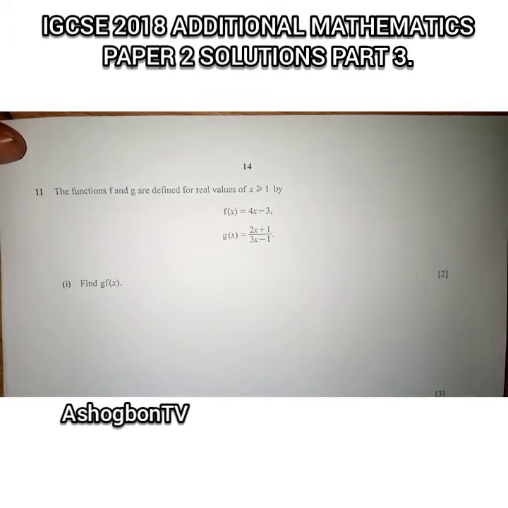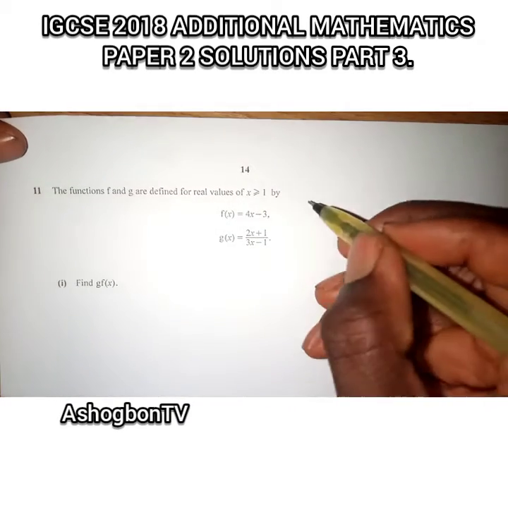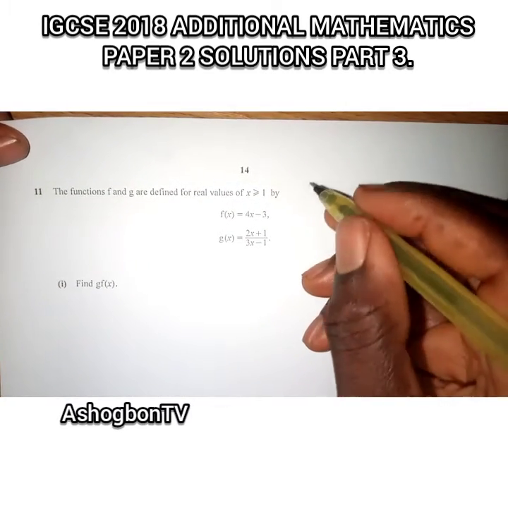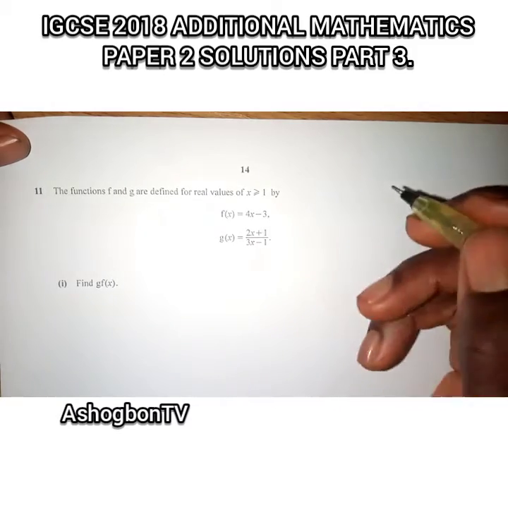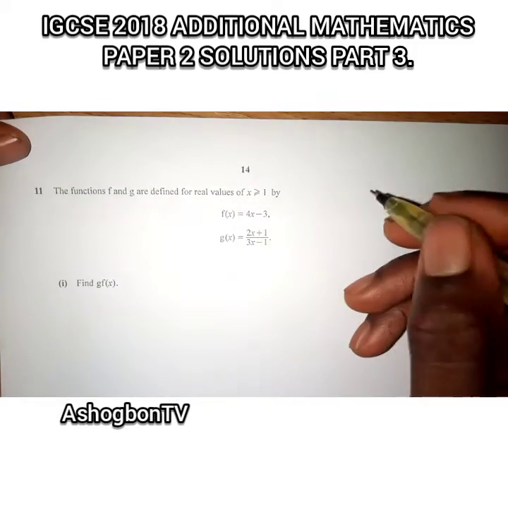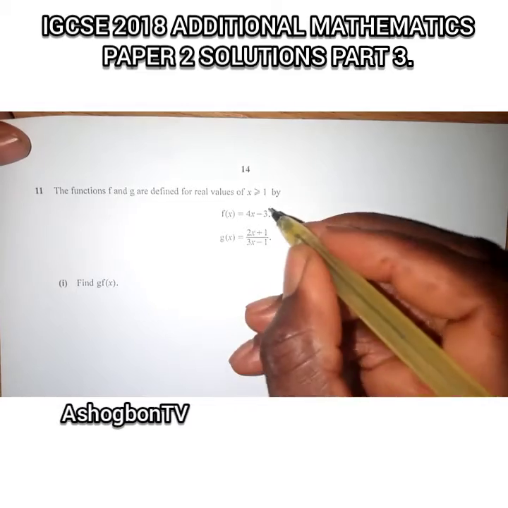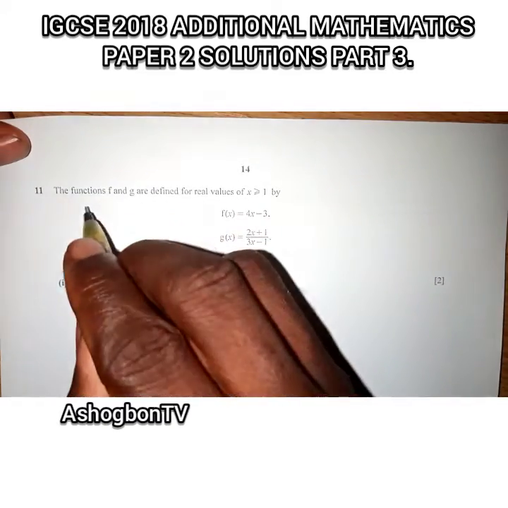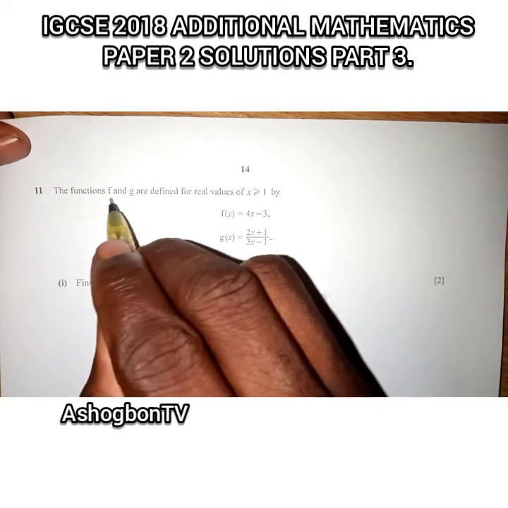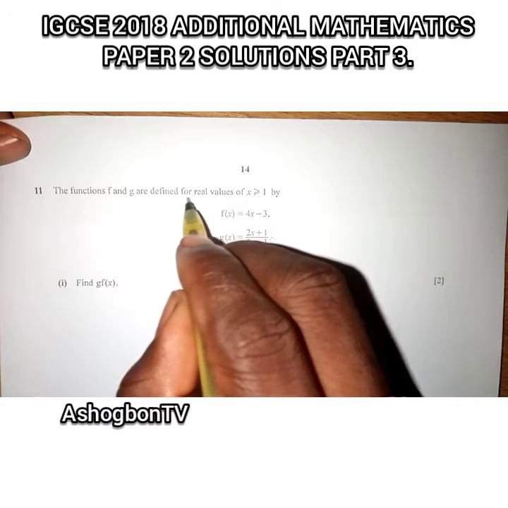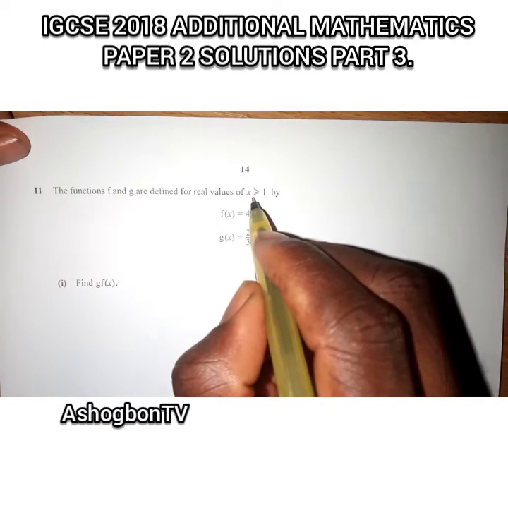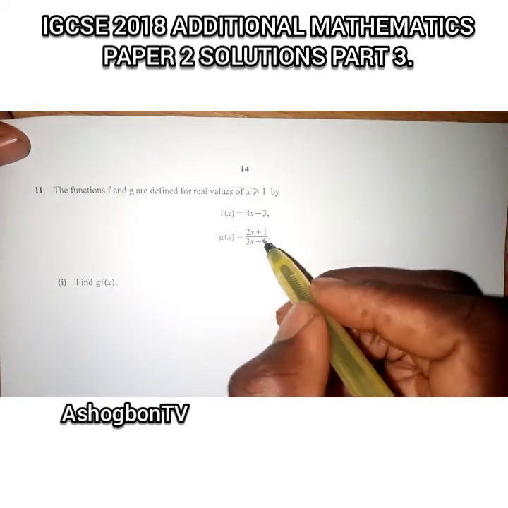Now we have question 11 before us. This question is on mapping, or function, or relation and function, or whatsoever the case may be. So let's see how it works. We have a condition here already. You have the functions f and g, defined for real values of x greater than or equal to 1 by this and this.